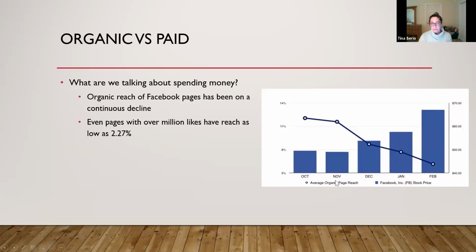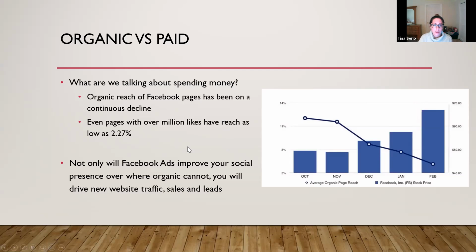So why is that? A few years ago, Facebook decided to start prioritizing personal profile posts over business posts. When they did that, they saw that their stock price went up, so they were making more money as organic page reach went down. As they prioritized personal over business, their stock price actually went up. That's why they did it as a business. And for these reasons, we're talking about doing advertising versus posting organically.